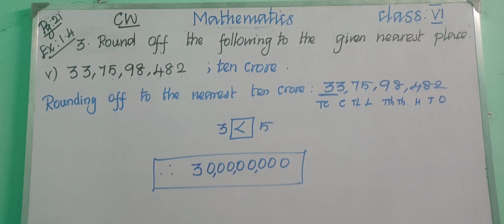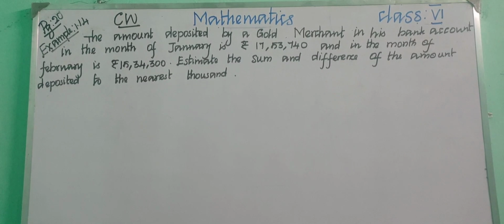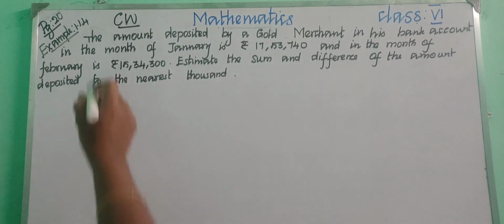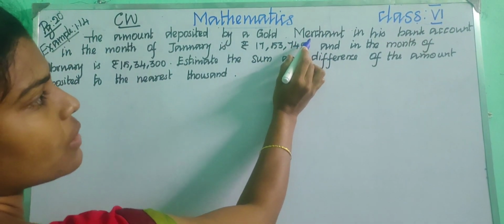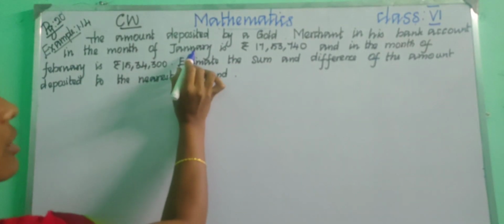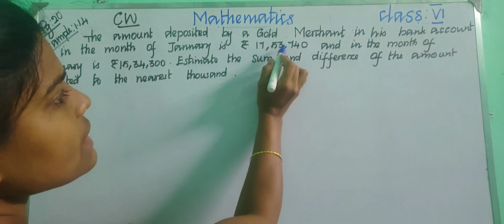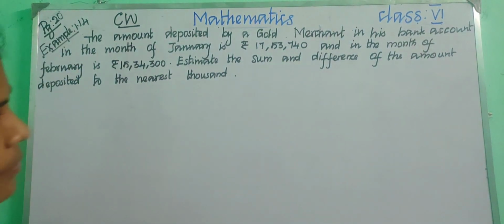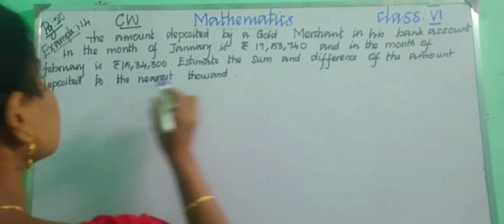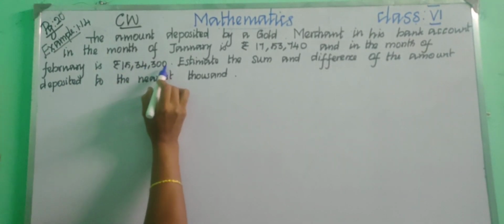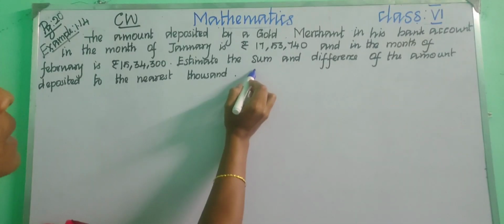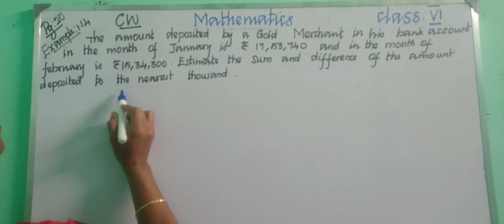Example 1.14. Okay children. Write this question in your classwork notebook. Example 1.14. So let us read the question. The amount deposited by a gold merchant. A gold merchant is depositing his money in the bank. In the month of January it is 17,53,740. And in the month of February it is 15,34,300. Estimate the sum and difference of the amount deposited to the nearest 1,000.